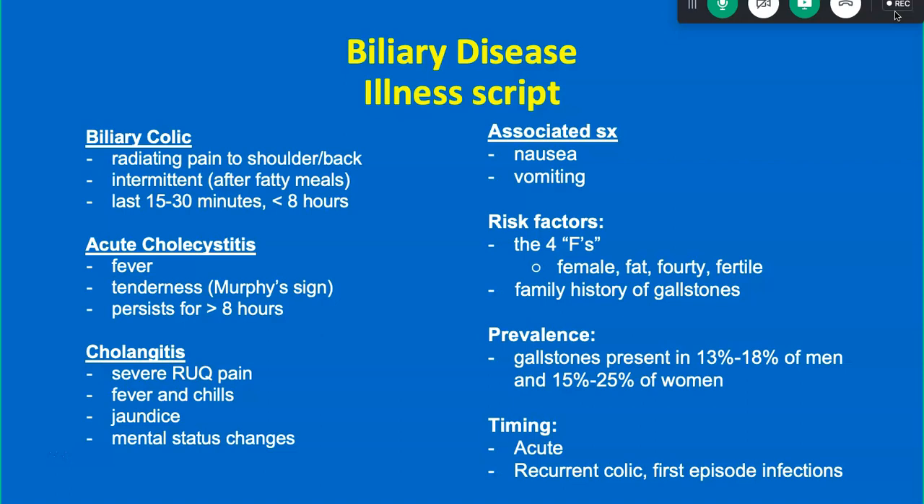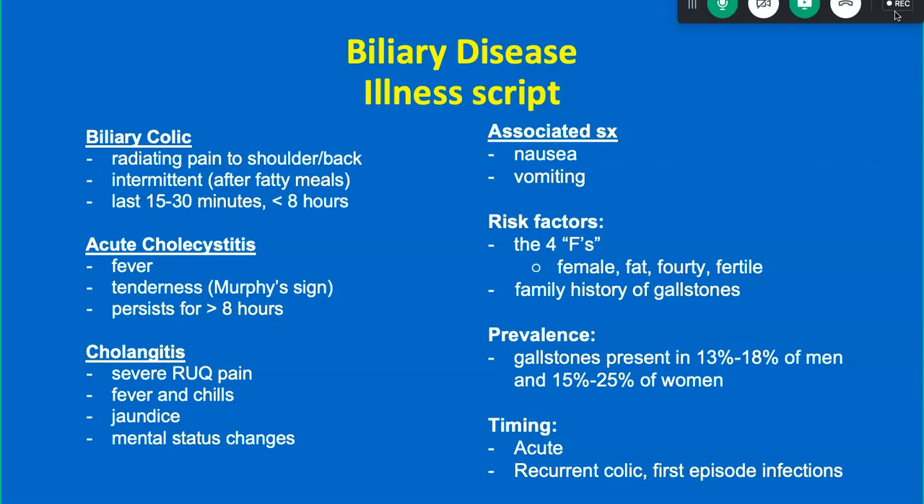Next is biliary disease. There's different kinds of biliary disease. First is biliary colic, where you have a gallstone in your gallbladder, you're going to see intermittent pain that's associated with contraction of the gallbladder. So that's going to be most often after fatty meals, and it's going to be self-resolving because there's no infection. It's just like blocked contraction of the gallbladder. You can see radiating pain to the shoulder and back.